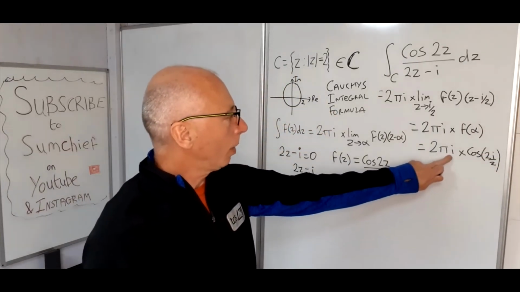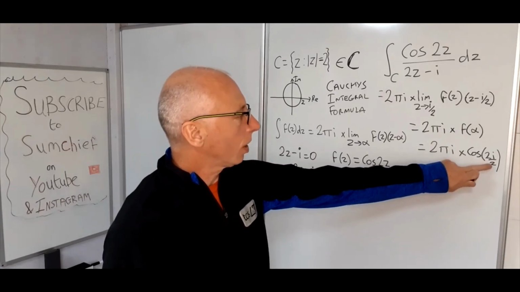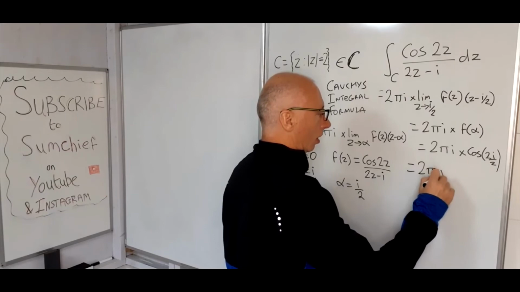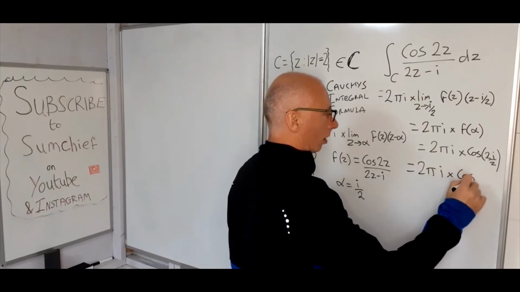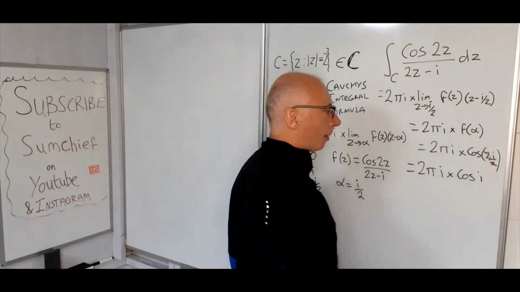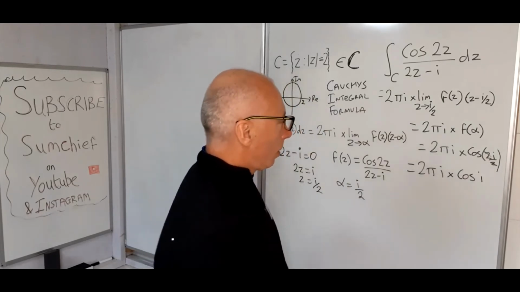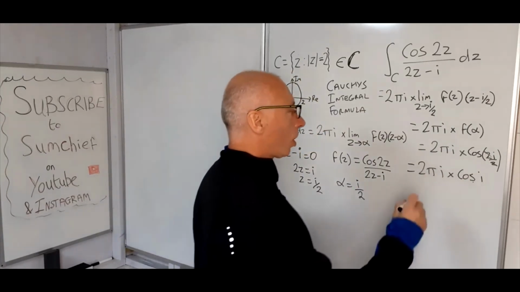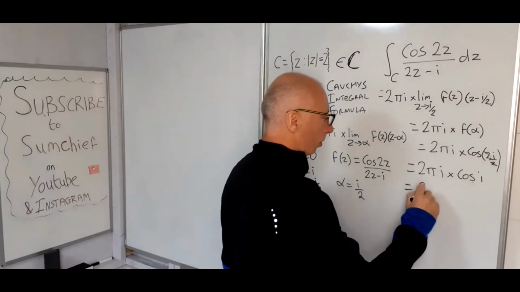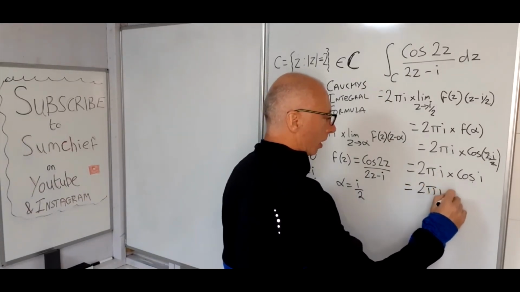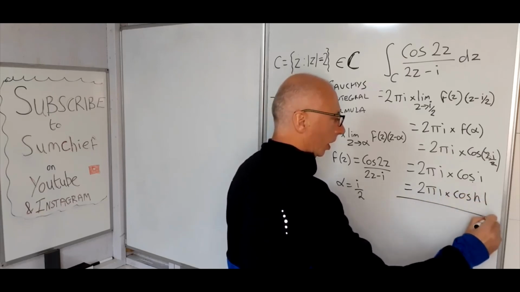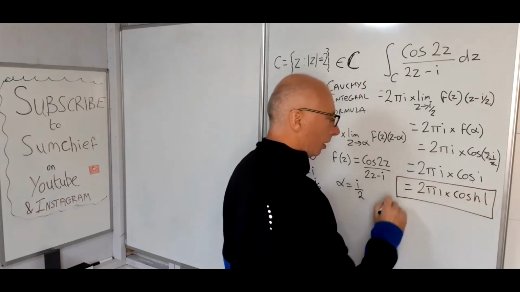Okay, so 2 pi i we can leave as it is. Cosine of 2i over 2, that just means cosine of i. The 2s will cancel out. So cosine of i, what we do know is that is equivalent to cosh of 1. So it equals 2 pi i times cosh of 1. And that is our answer.